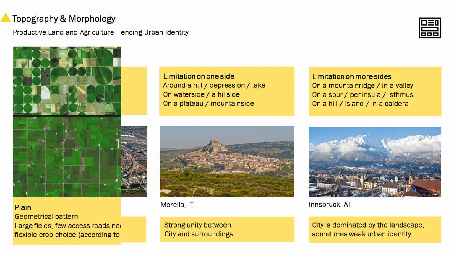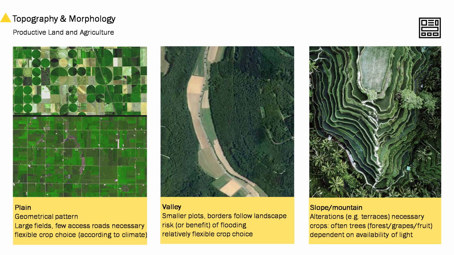Moving away from the cities for a moment, let's see how agriculture takes different shapes due to the topography. In the plain again, geometric patterns are formed, and due to good accessibility, fields tend to be large. In accordance with the local climate, the crop choice is quite flexible. In valleys, plots are usually a fair bit smaller, and their borders follow the landscape instead of a geometric pattern. Flooding can occur regularly. That can be both a threat to agriculture and a benefit, because in the long term, a very fertile soil is being created.